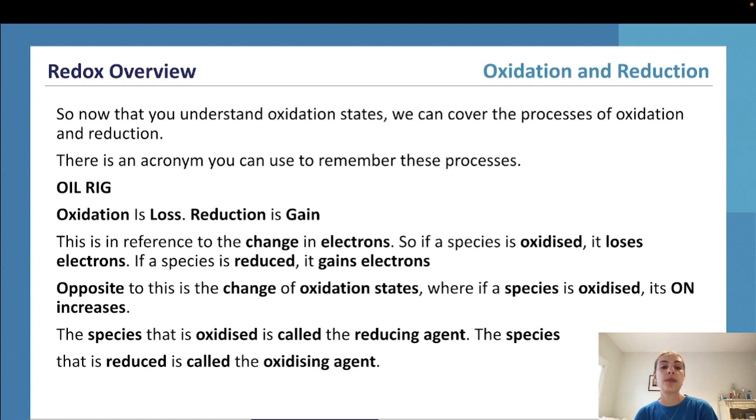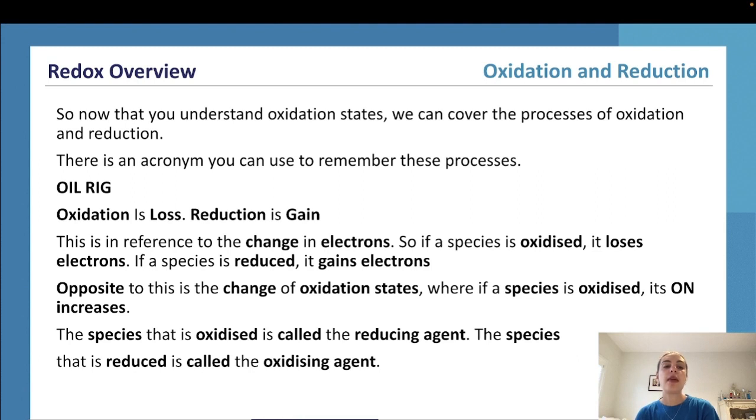It's also good to remember that they sort of sound the opposite of the way they're meant to be. Because if you think about it, reduction seems like it should be a loss of electrons, but reduction is actually a gain of electrons. And you would think that oxidation is then going to be the gain of electrons, but it's actually the loss of electrons.